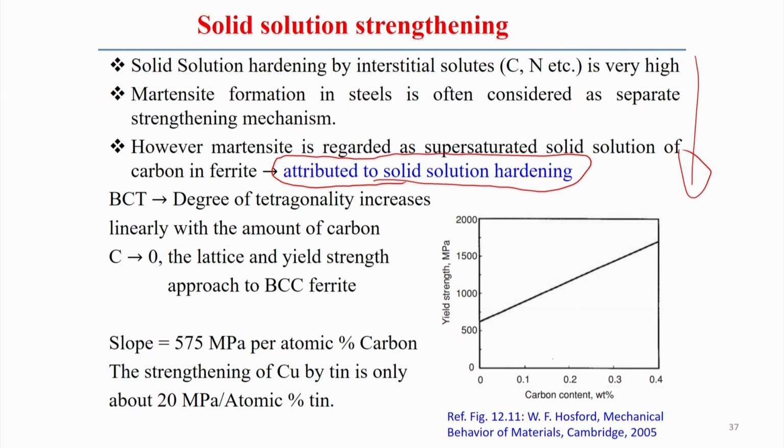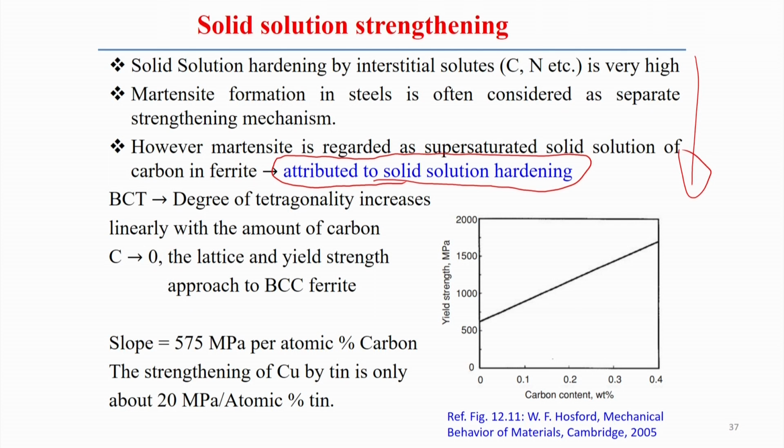If we see that BCT structure, that is called body centered tetragonal structure, and that is generally observed in case of martensitic. The crystal structure of martensite is generally considered as a body centered tetragonal structure. But the degree of tetragonality actually increases linearly with the amount of the presence of carbon.